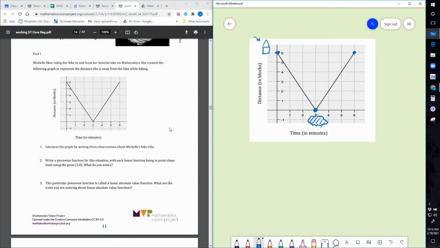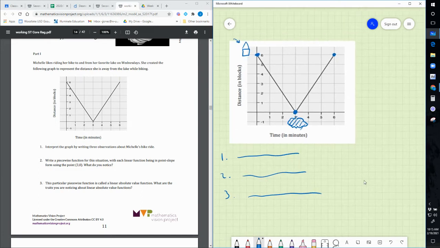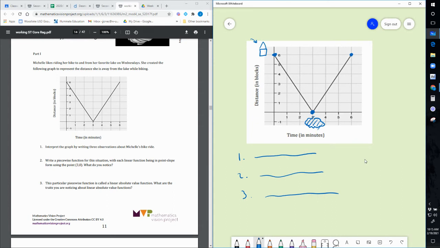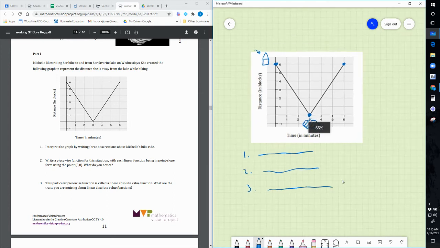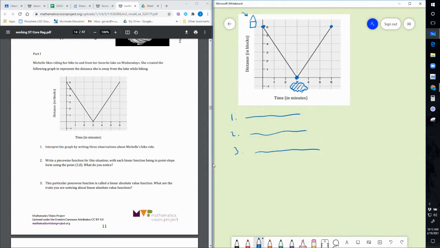So now it says write a piecewise function for this situation. So you should have on your paper your 3 things that you listed, your observations. I gave you a couple, but hopefully you have some of your own. And then the next one, after you do that, is going to be your actual piecewise function. So let me just zoom out just a hair. And so you could actually put your piecewise function in here, right? So I expect to see 2 equations with 2 domains and all that good stuff.